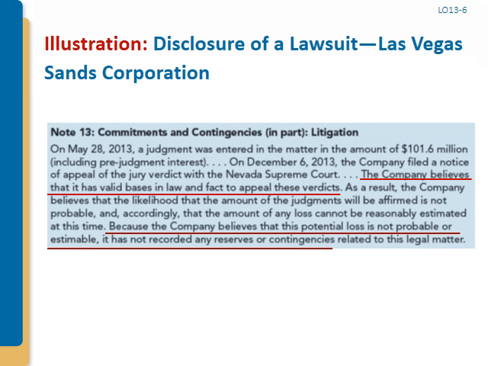Even after the firm loses in court, it may not make an accrual. As you can see in this illustration, the Las Vegas Sands Corporation, in a recent annual report, disclosed but did not accrue damages from a lawsuit it lost because the company was appealing the verdict.